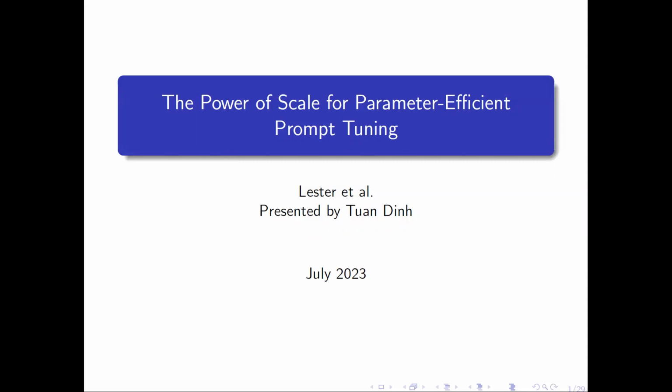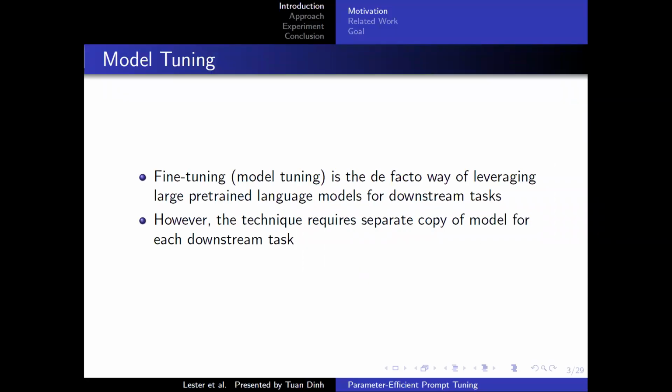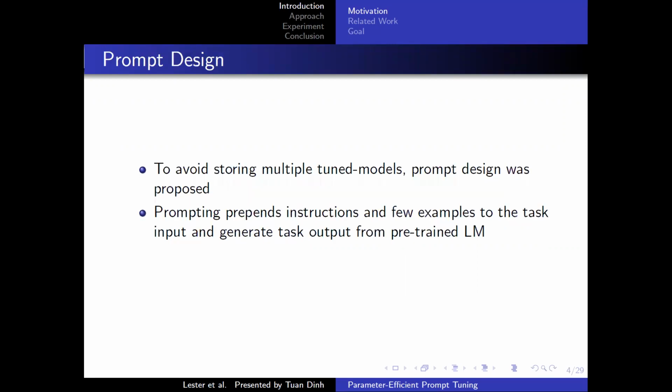Today I'll be talking about the power of scale for parameter-efficient prompt tuning. Fine-tuning, or model tuning, is a de facto way of leveraging large pre-trained language models for downstream tasks. However, the technique requires separate copies of the model for each downstream task. To avoid storing multiple tuned models, prompt design was proposed.